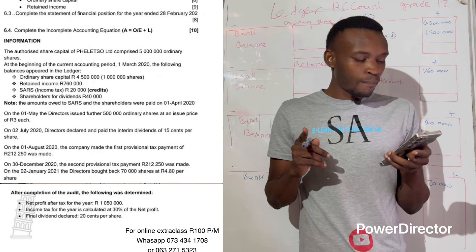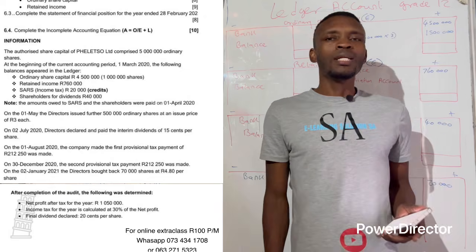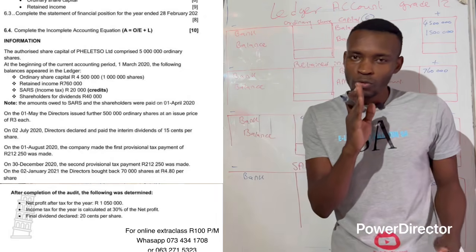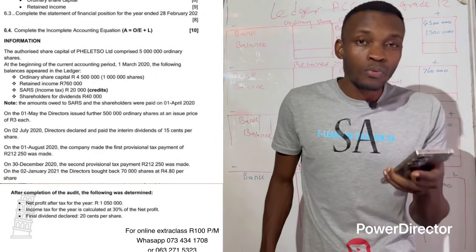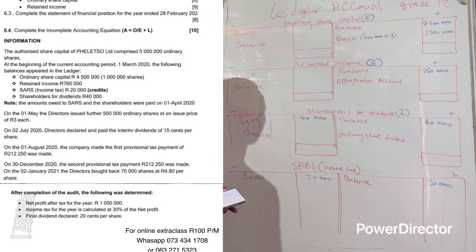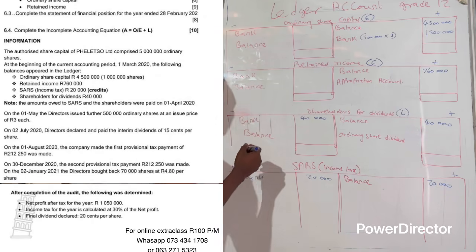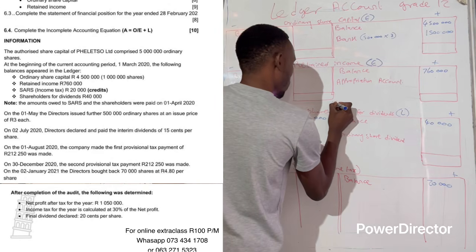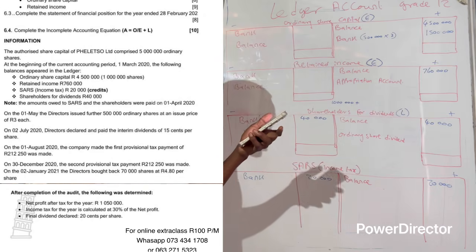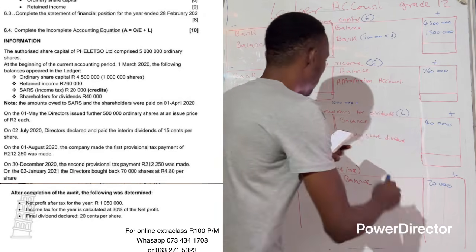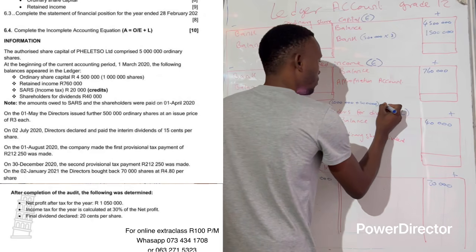So, guys, on the 2nd of July, directors paid the shareholders that were available on that day. How many shareholders were available on that day? We have to check that first. Let's check. At the beginning of the year, the shares were 1 million. Plus the one that joined us on the 1st of May, 500,000. Which means that in total, they are going to be 1.5 million.